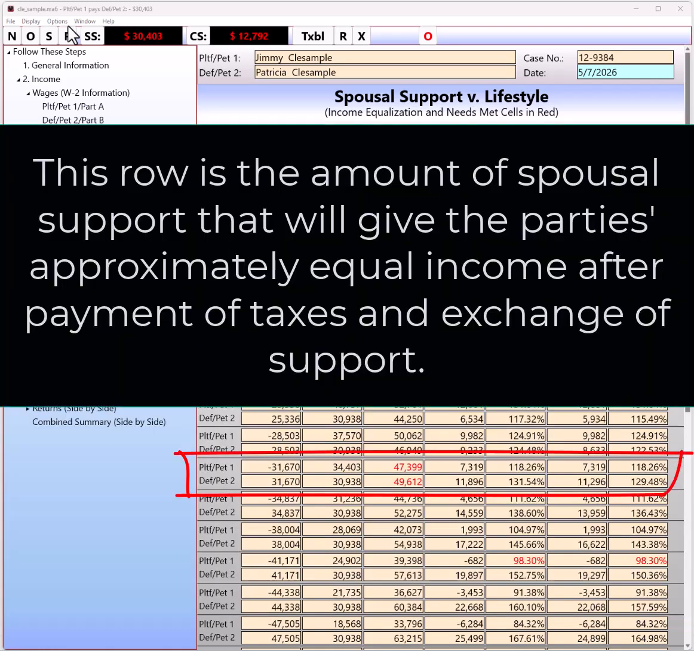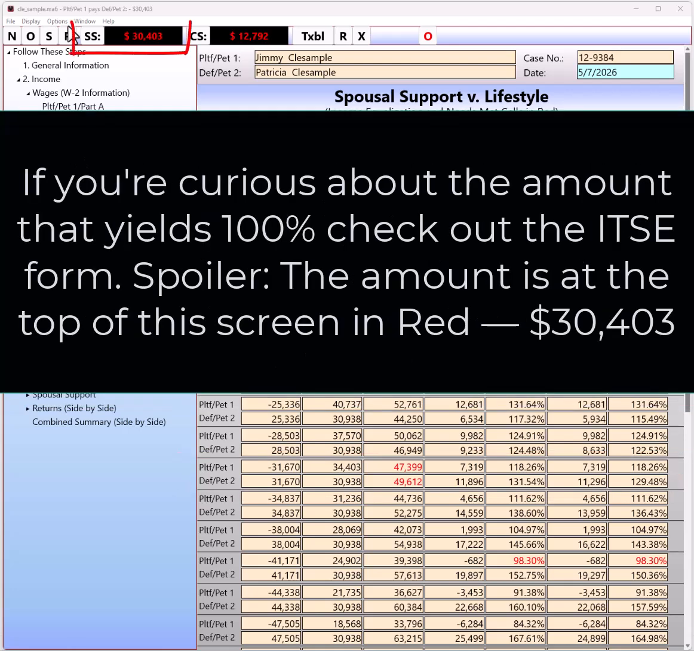Let's move on to the second row that's highlighted in red. Yeah. And that's the $47,399. That's the point at which, after the payment of spousal support and child support and payment of taxes, the parties are left with as close to 100% as we can get. Like I said, the increments are whatever they were, 3,100, so the chances of getting 100 exactly are slim. But this is telling you that at that level of spousal support, 31,670 per year, the incomes are approaching equal. Oh, okay. So that's where the incomes get to equal.